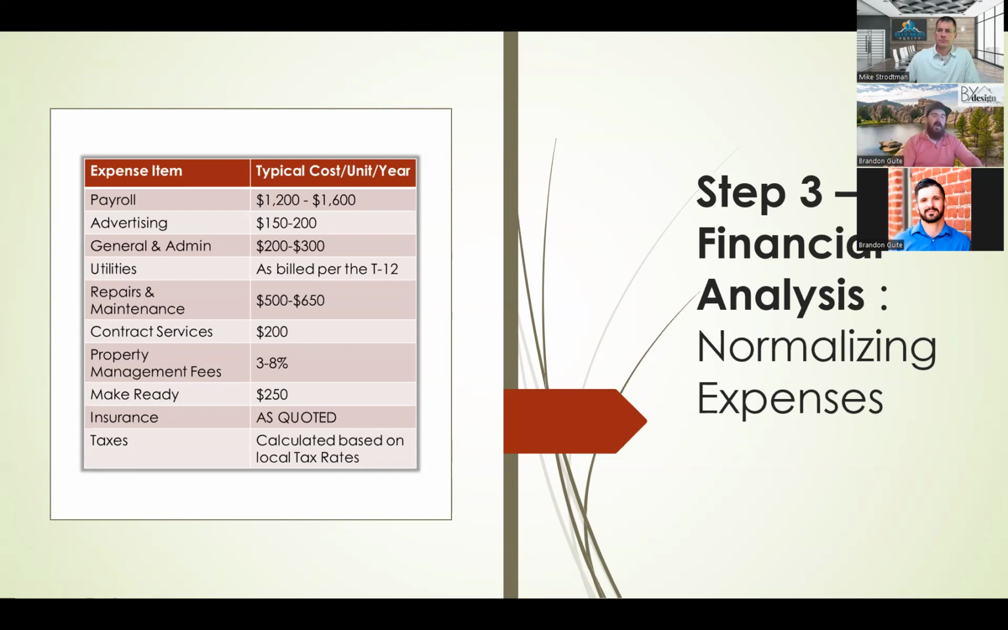These are just some of the common expense items that you'll see, and these are some common ranges, but they are very market and asset dependent. So certainly don't want to rely on these, but these are a good rule of thumb to see if you're in the ballpark at least on these properties.